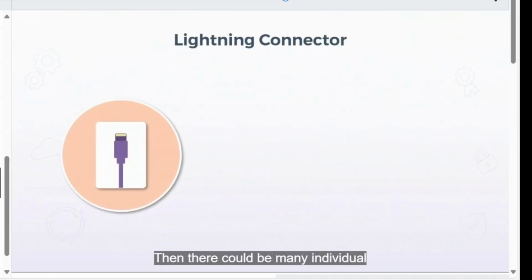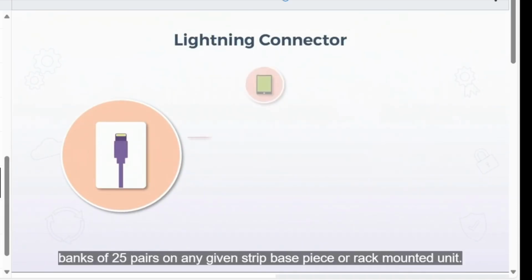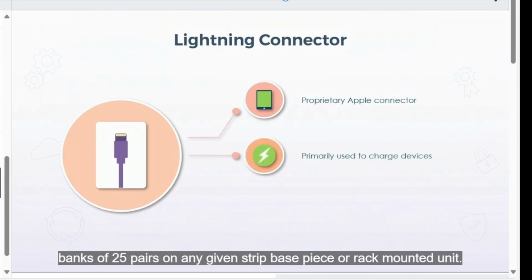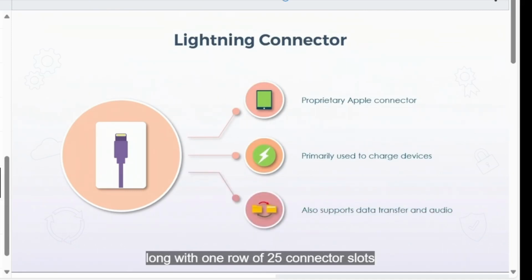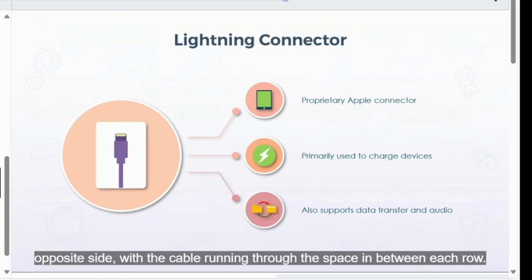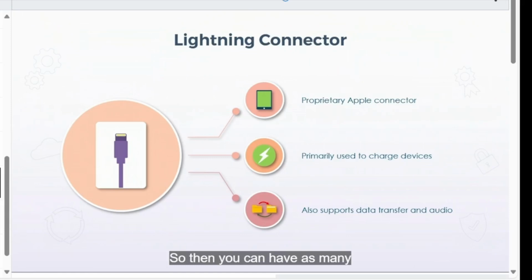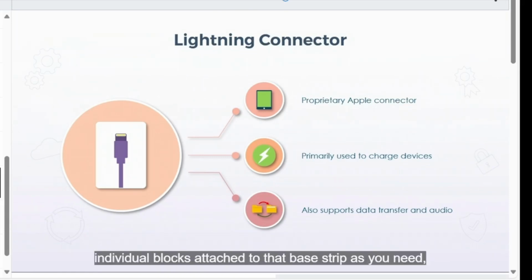Now, turning to a much newer connector, but still very specific, the Lightning connector is a proprietary connector of Apple, used primarily to charge devices such as iPhones, iPads, and iPods, but it also supports data transfers and audio. For example, on the more recent versions of Apple devices, headphones connect to the same port used for charging using the same connector. And if you needed to sync the device with your computer, or maybe just transfer pictures, again, the same connector is used with either a USB Type A or a Type C connector on the computer end.